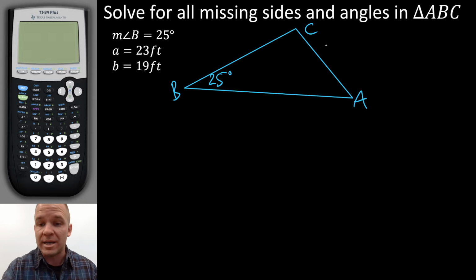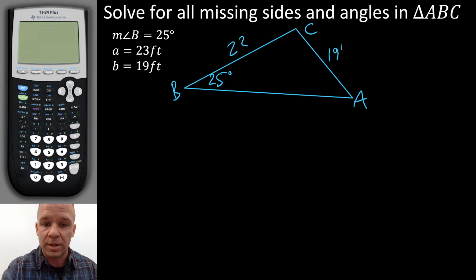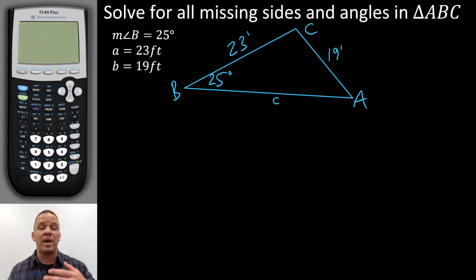Across from that is going to be side B, which is going to be 19 feet. One tick mark means feet. And then across from A is going to be your 23 feet. So that's going to be this guy right here. I don't know side C, I don't know angle A, and I don't know angle C.